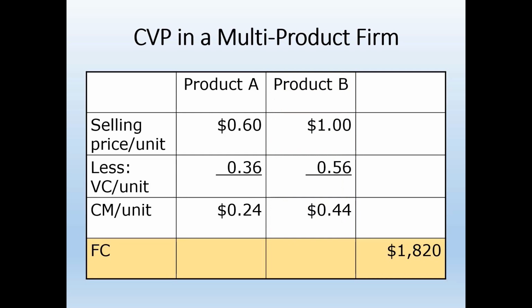Before the firm started making product B, it had fixed costs of $1,500, but now it needs some new equipment in order to make product B, and that's increased its fixed cost.